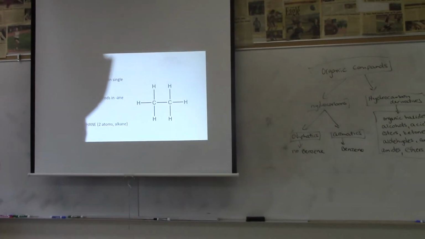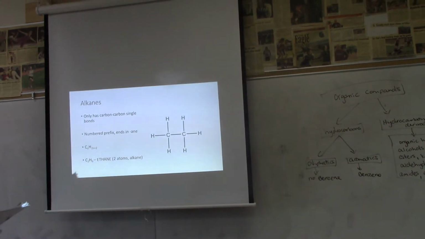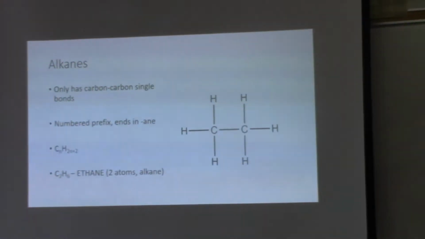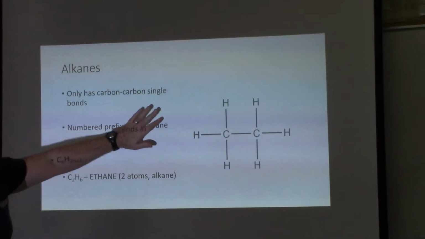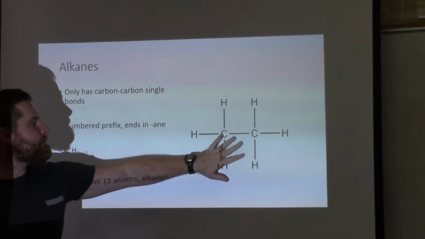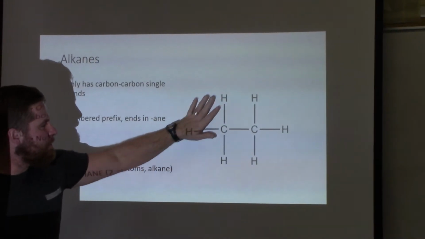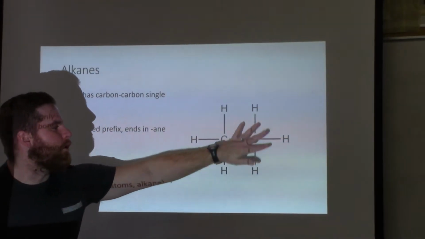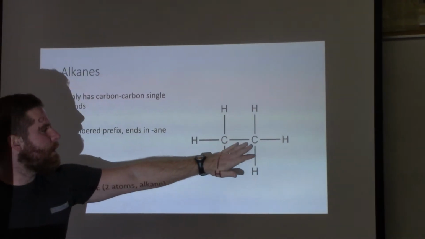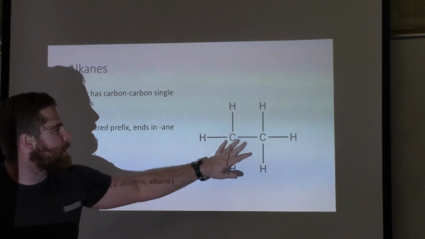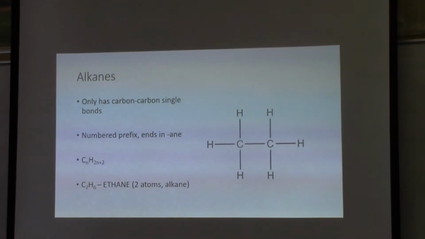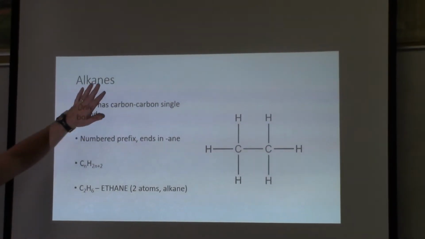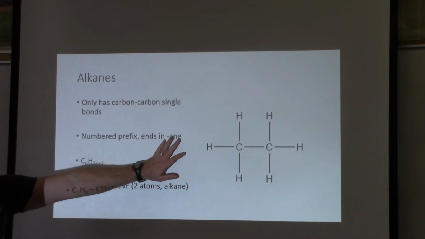So when we look at alkanes, I'm going to flip to this. So alkanes only have single bonds. So they have hydrogen occupying all possible open bonding spots. The carbons are bonded with single bonds. So the C to C bonds are bonded with single bonds. Anytime you have a saturated hydrocarbon, it ends in A and E.